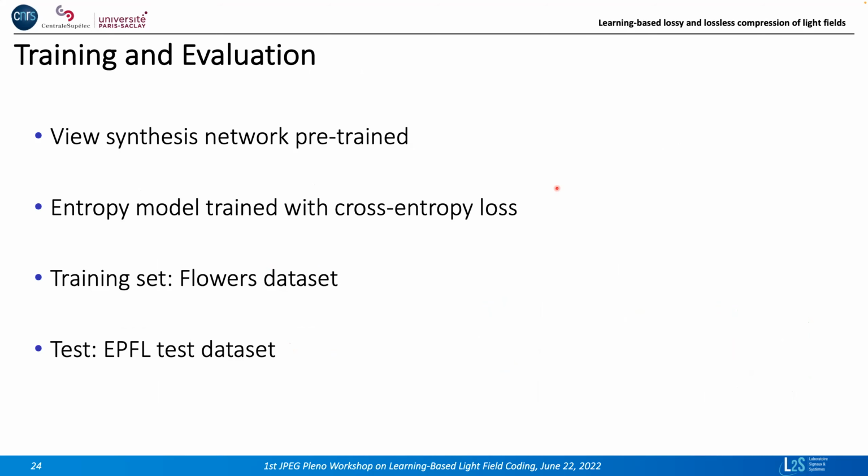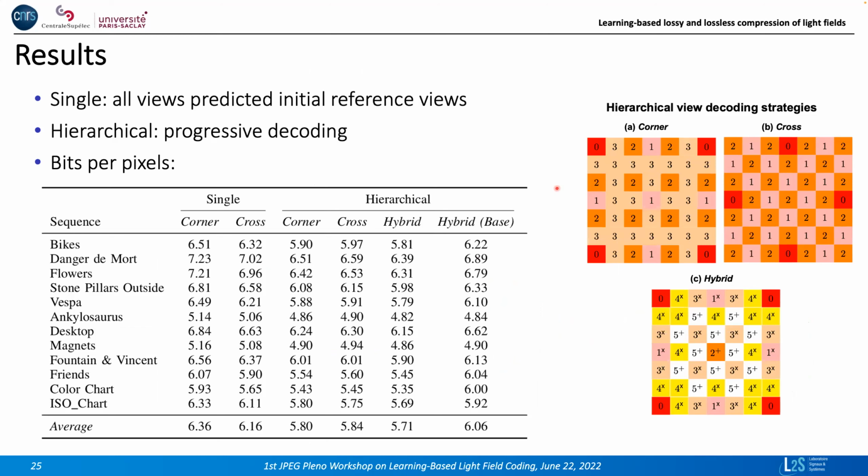I skipped these details about the training, and I want to go to the results. First, we considered different view orderings for the decoding. It turns out that the order you use for the view synthesis and then the entropy decoding is actually quite important. We considered a single decoding in which you have some reference views and you interpolate all the other views with the view synthesis. Or we can use a hierarchical model in which you do this progressively.